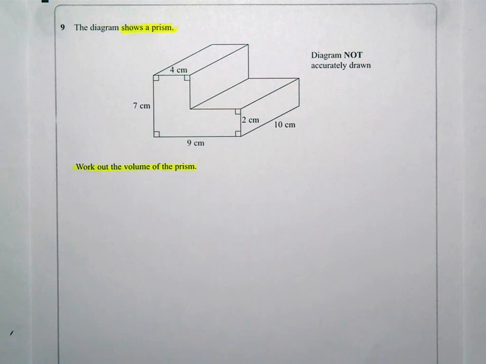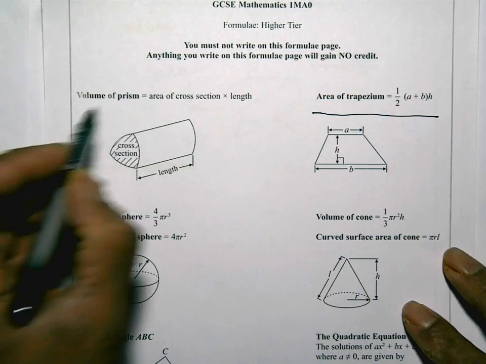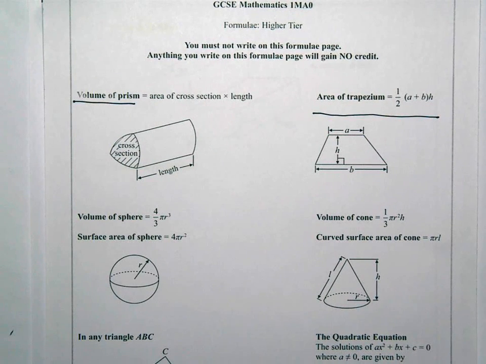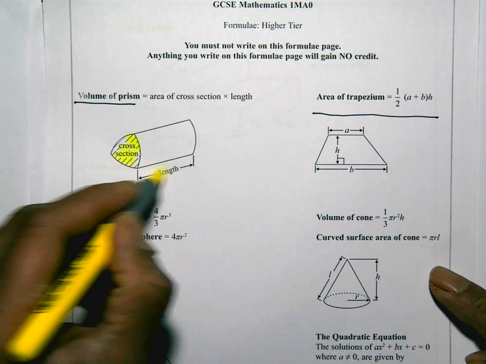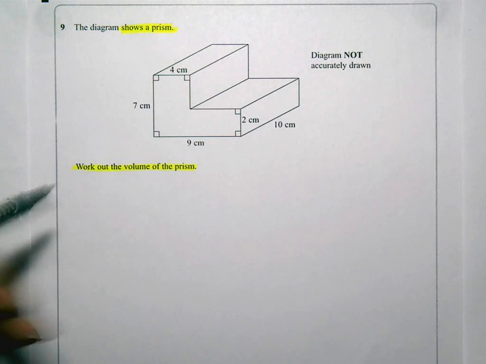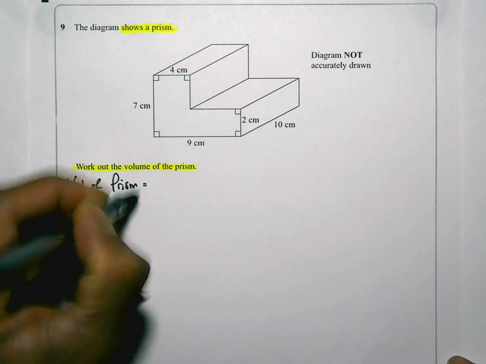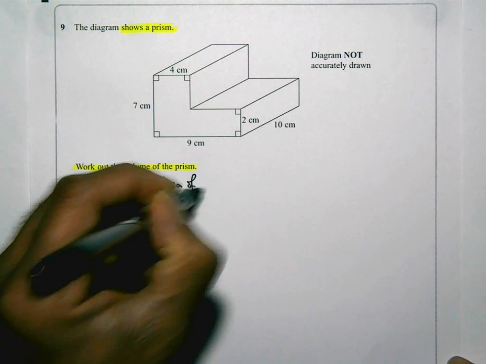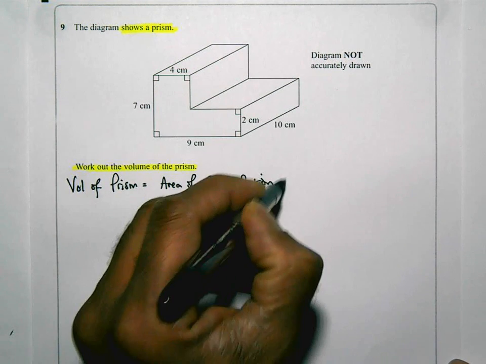Now, straight away you should be thinking, okay, volume of a prism, what's the formula to work this out? On the formula sheet at the front of the exam script is the formula for the volume of a prism. The area of cross-section, which is this bit here, times by the length of the prism. So I'm going to write that formula in. Volume of prism is area of cross-section, and I'm going to times that by the length.